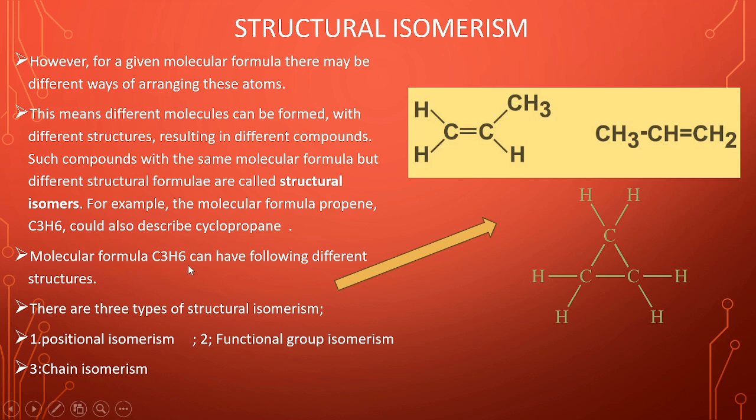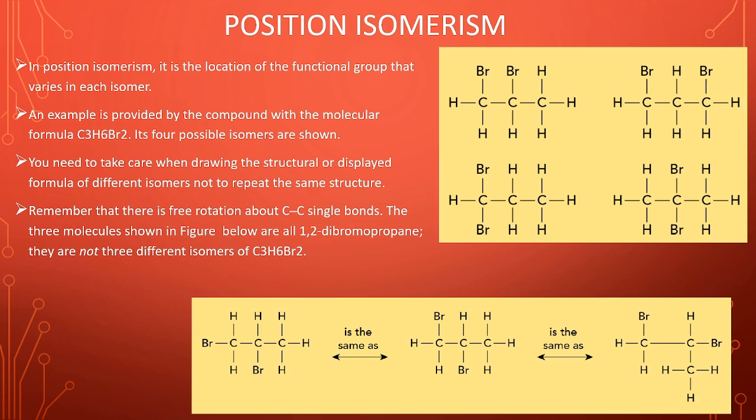Like the molecular formula C3H6 has the following different structures. There are three different kinds of structural isomerism: positional, functional, and chain isomerism. You can see here the line is showing C3H6. It can be propene, or it can be this one as well. So different structures, such as cyclopropane. Different structures for the same molecular formula.